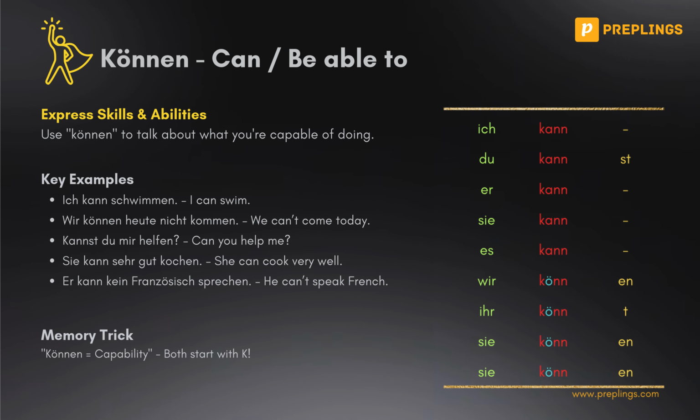The first modal verb is können. We use it when talking about skills or abilities. On the right side, you can see the conjugation table of the modal verb können. It is self-explanatory. Let us see some examples.